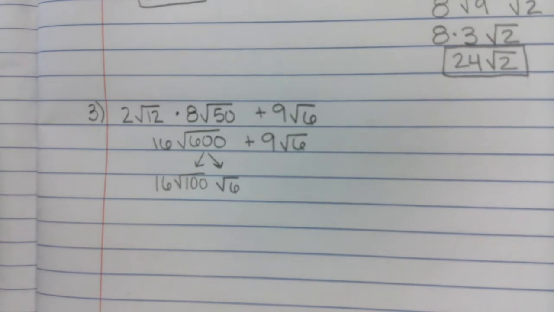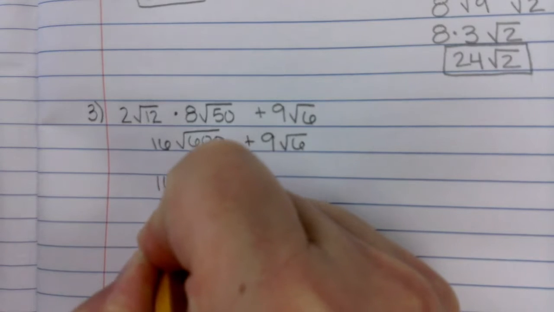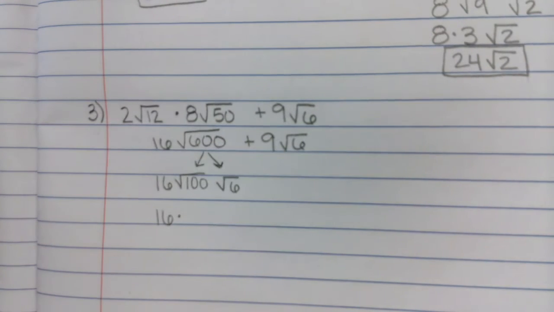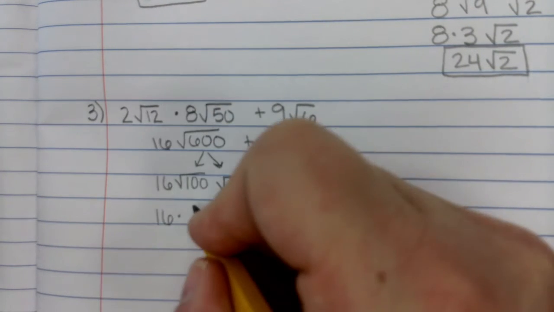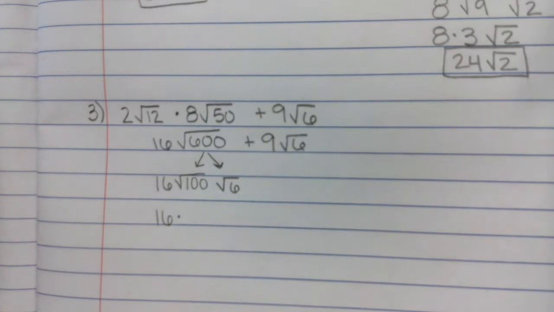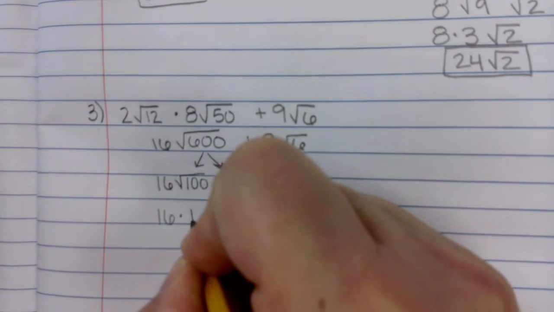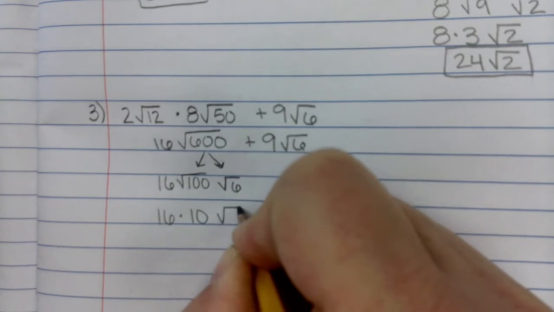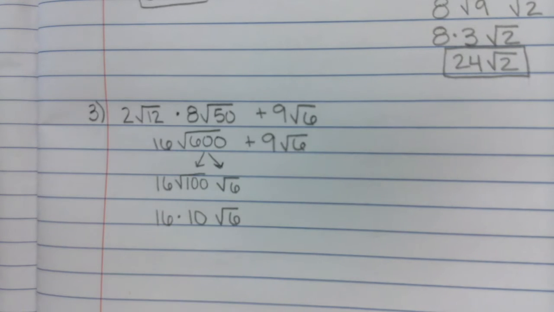Alright, so 16 times 10. What do we get? 16 times 10. Yeah, what is our answer? 160. Close.